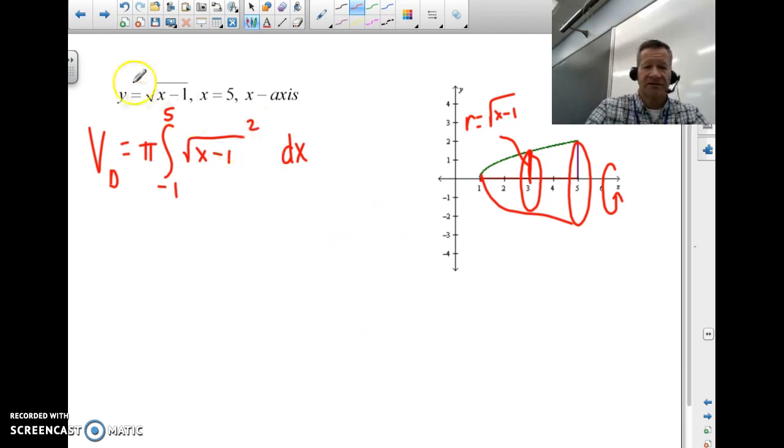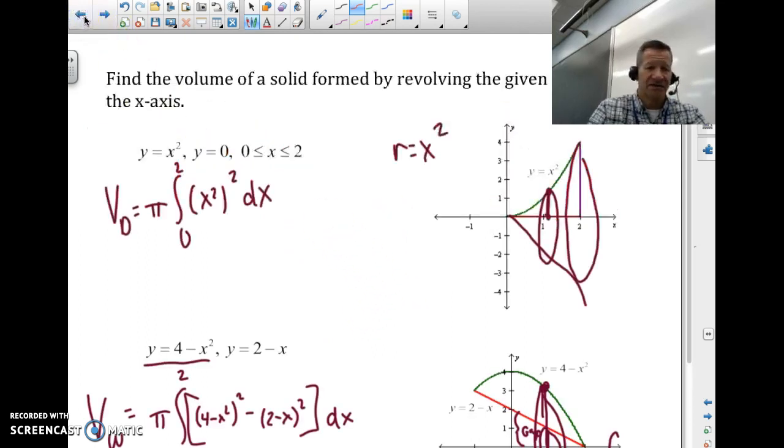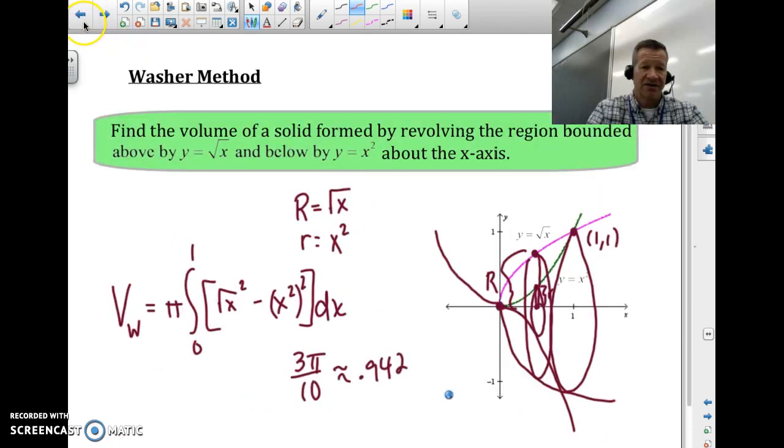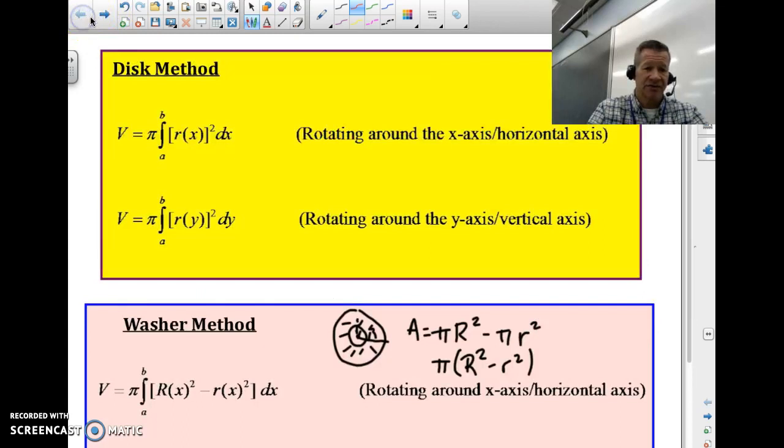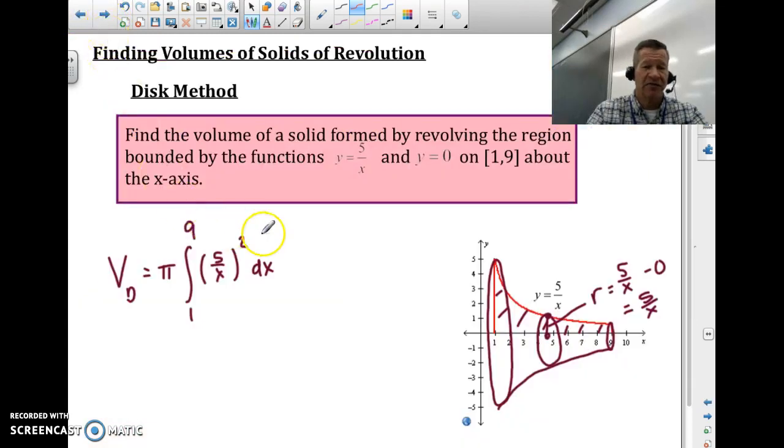And of course, using fnInt on all these is acceptable, not because you have to, just to kind of speed things up. But you should make sure that you do know how to evaluate integrals by antiderivatives, just like we worked on in previous chapters.